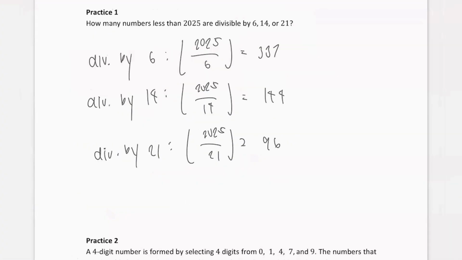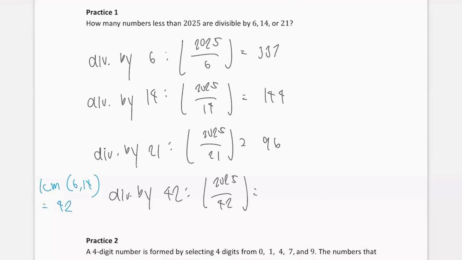So we find the LCM of 6 and 14. What is that? 42. So the number of numbers that are divisible by 42 is 2025 divided by 42, that's 48. The LCM of 6 and 21 is still 42. And if you solve for the LCM of 14 and 21, that's still 42. So the LCM for all 3 of them is actually 42. Will it still work if I just carry on with a formula? Yeah, it would. But anyway, I think this is a better way to explain it.